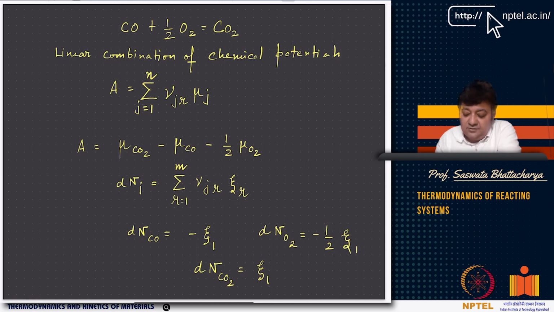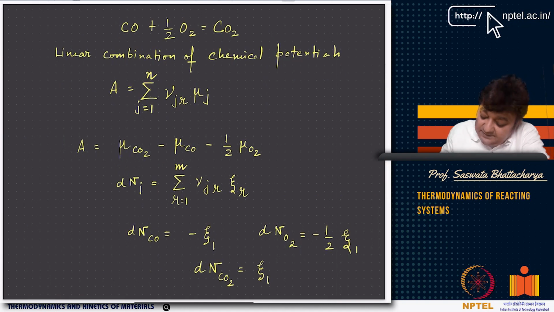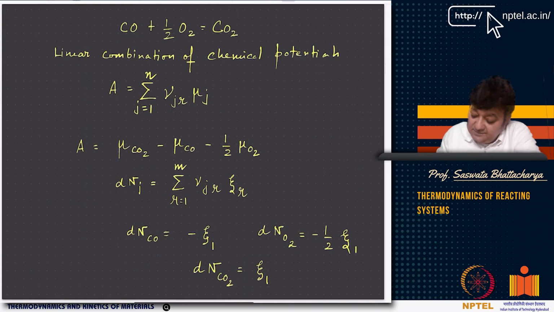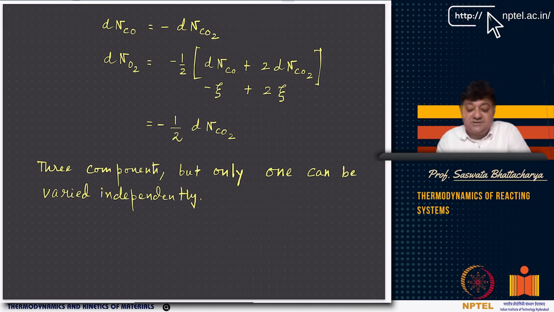Here r is only 1. So dnCO is basically minus xi, right? And dnO2 is minus half xi. So dnCO is minus xi, dnO2 is minus half xi, and dnCO2 is plus xi. So if you see, dnCO is minus dnCO2, right? Because dnCO is minus xi and dnCO2 is plus xi. So dnCO is nothing but minus dnCO2, or dnCO2 is minus dnCO.